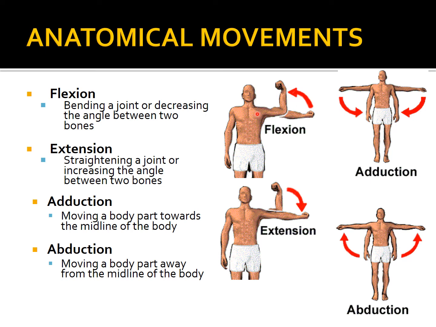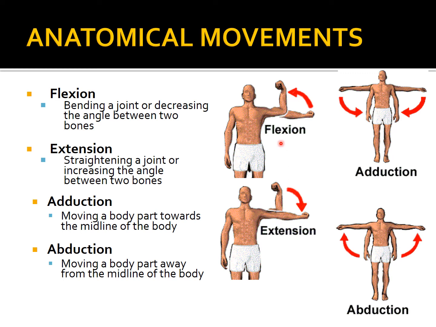Here you can see this part of the arm and forearm, the person is bending. The angle is decreased, so this is called flexion. The opposite action is extension. So flexion is decreasing the angle between two bones and extension is increasing the angle between the two bones. This is flexion and extension of the elbow joint.